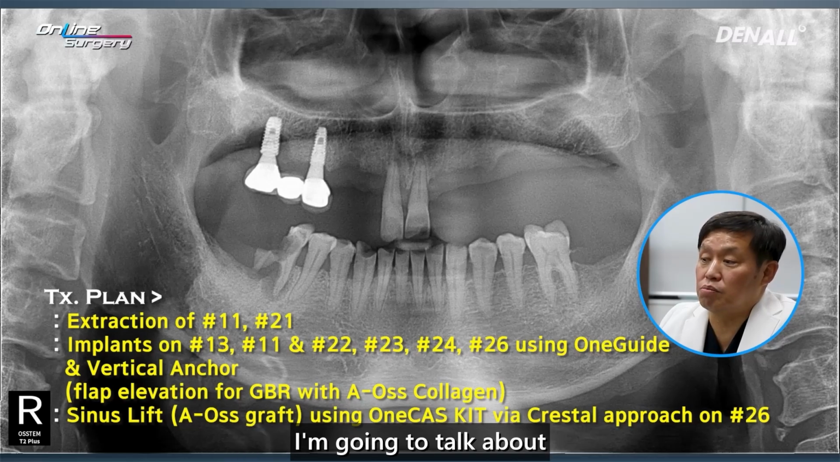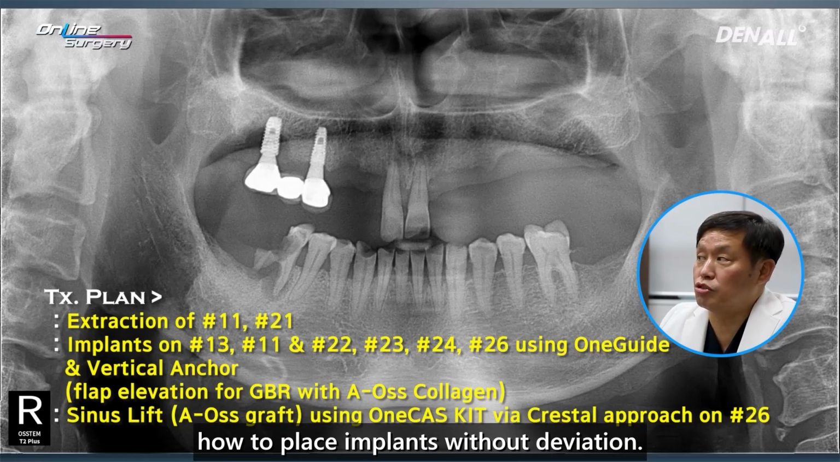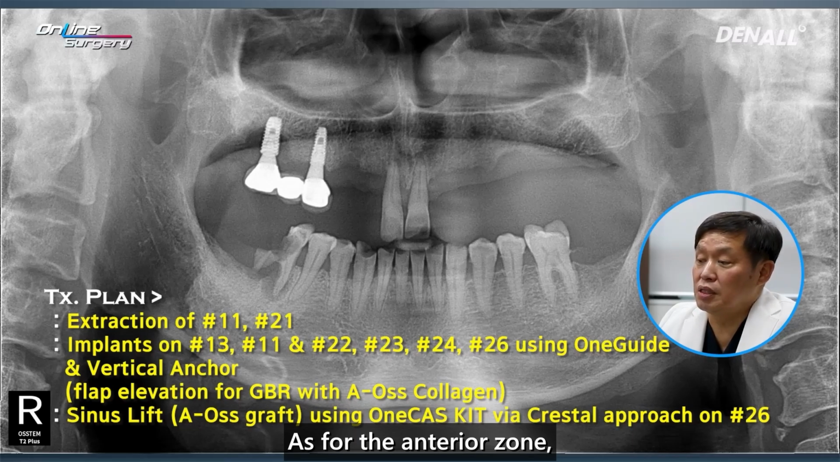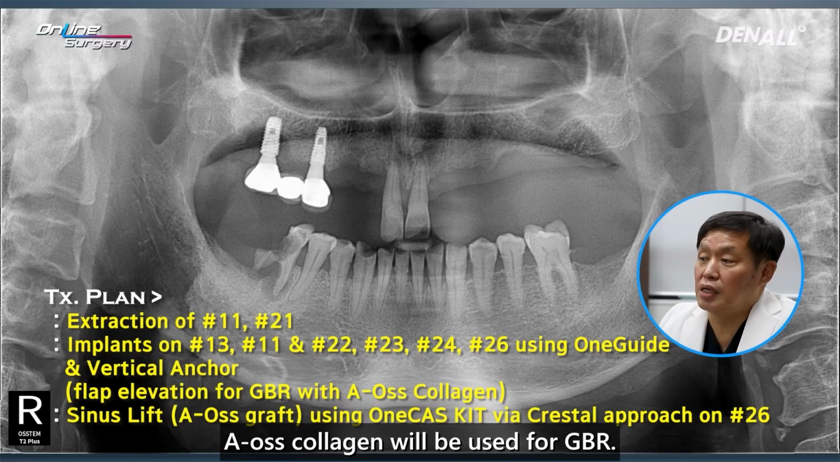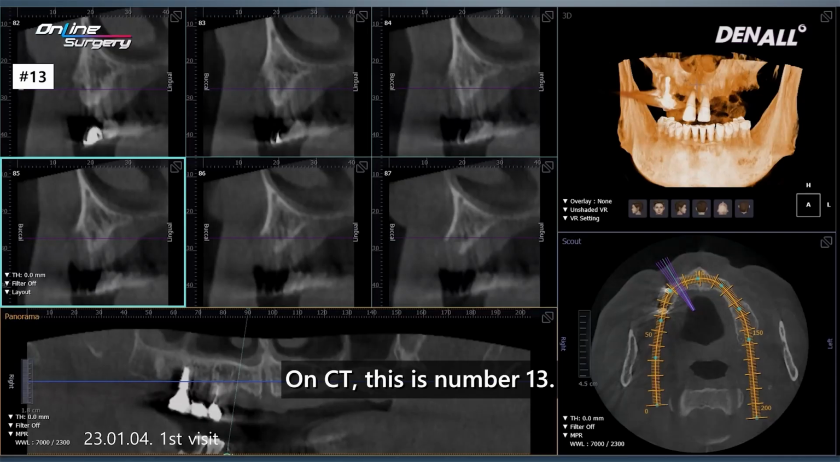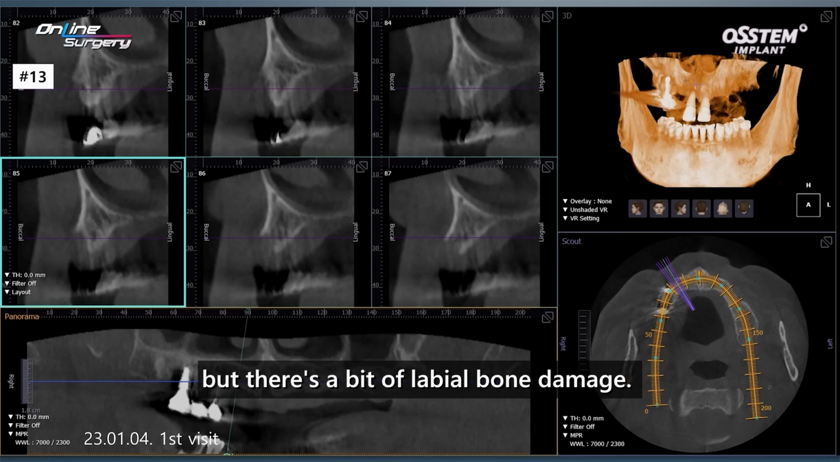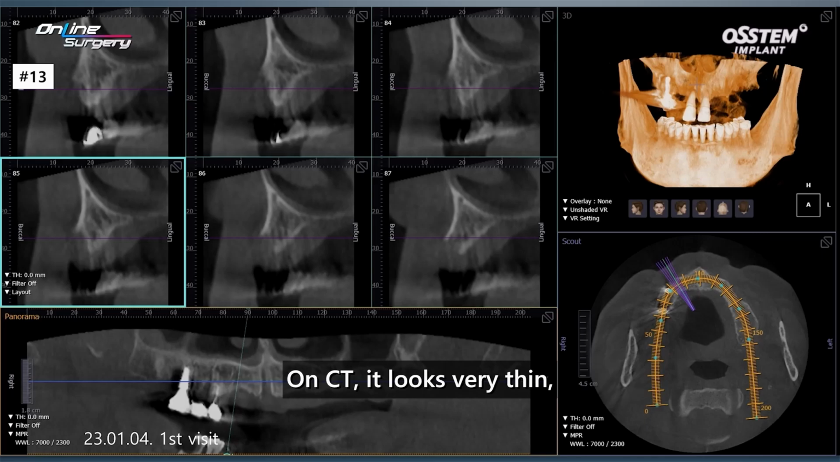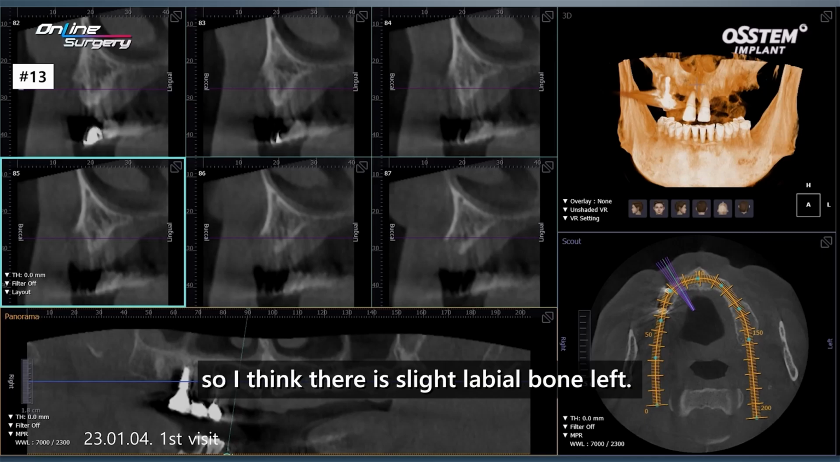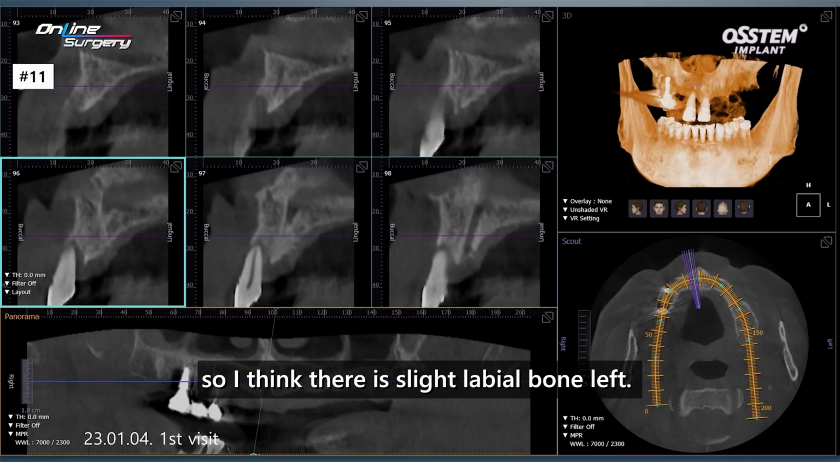I'm going to talk about how to place implants without deviation. As for the anterior zone, slight flap elevation will be done. A-OssCollagen will be used for GBR. On CT, this is number 13. Overall, alveolar bone condition seems nice, but there's a bit of labial bone damage. On CT, it looks very thin, so I think there is slight labial bone left.